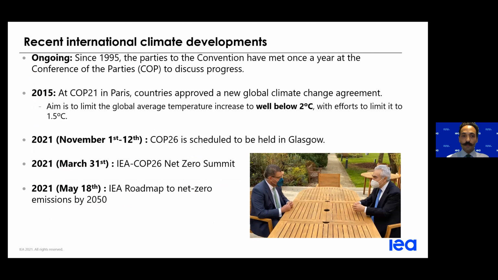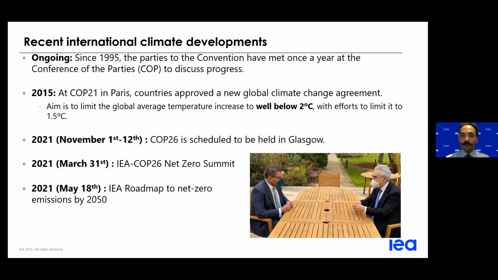Let's have a look at some of the international efforts so far to address the climate issue. I'm going to start by introducing the United Nations Framework Convention on Climate Change, the UNFCCC, which is an international treaty adopted in 1992 to help address climate change. Since 1995, the parties to the convention have met annually in a Conference of the Parties, or COP, to discuss their progress towards reducing their climate impacts.